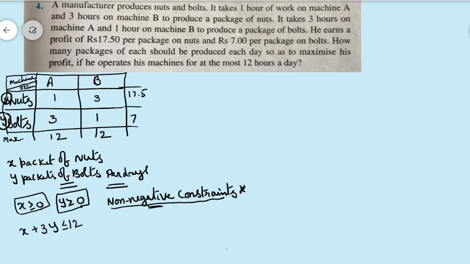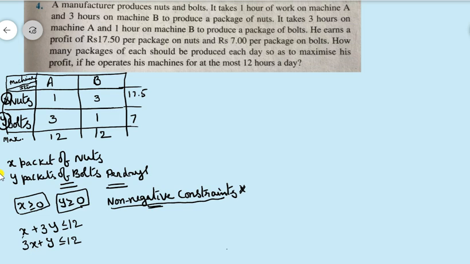At the same time, for machine B, for one packet of nuts it is working 3 hours. For X packets it has to work 3X hours. For one packet of bolts it is working 1 hour. For Y packets it has to work Y hours. That's why the total time machine B is working is given by 3X plus Y, and that must be less than or equal to 12.